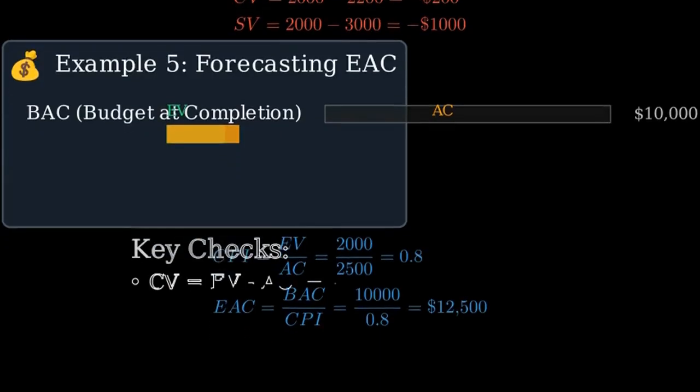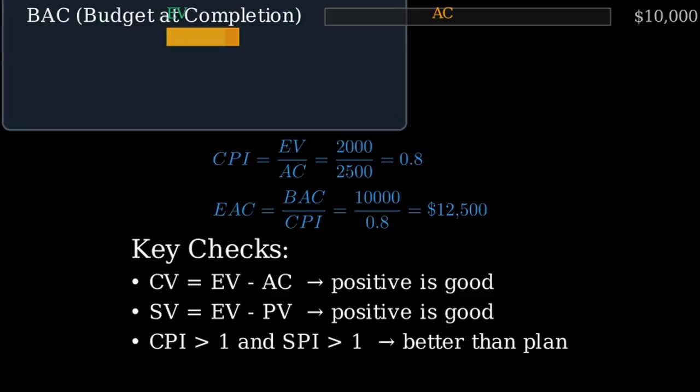To summarize, earned value management turns progress and cost into clear, comparable numbers. When cost variance and schedule variance are positive, you are in good shape. When cost performance index and schedule performance index are greater than 1, you are outperforming the plan.